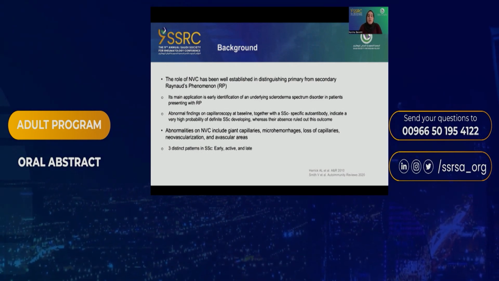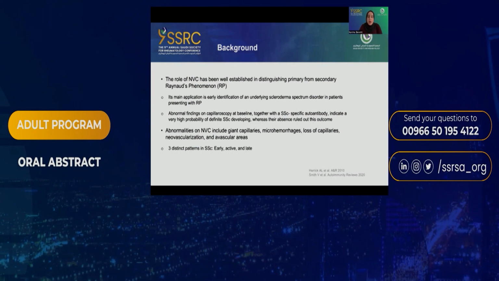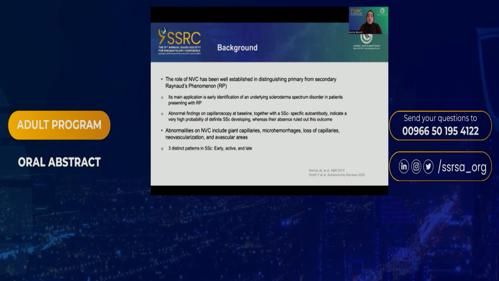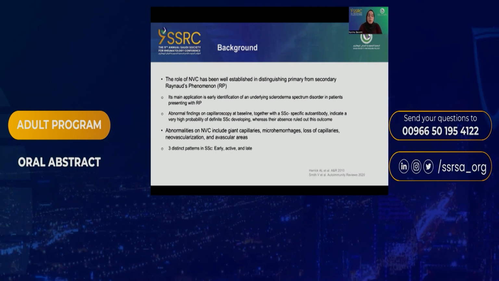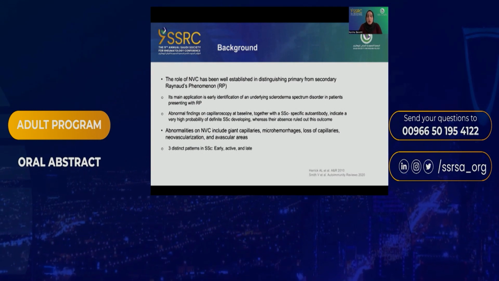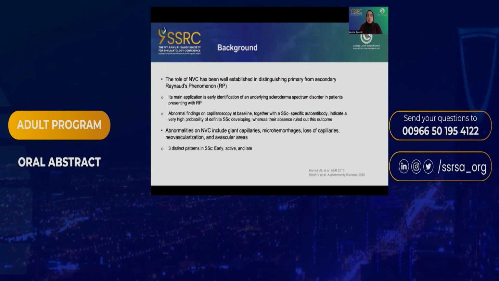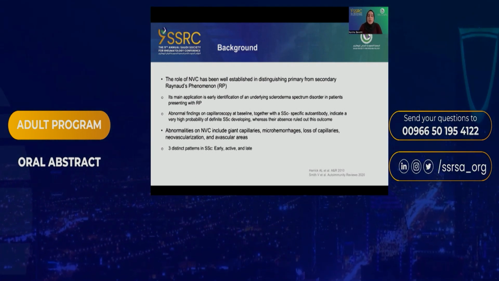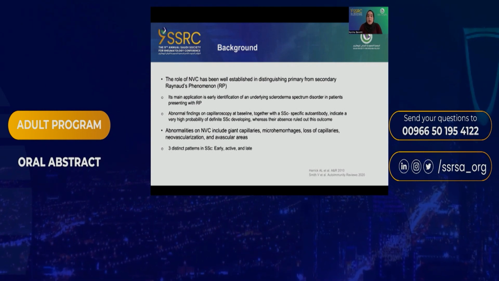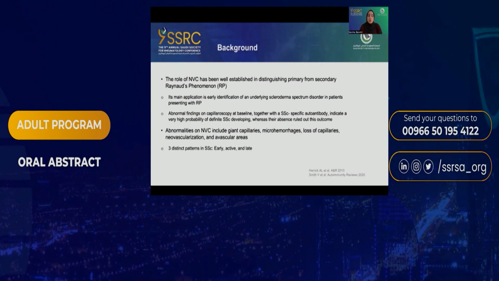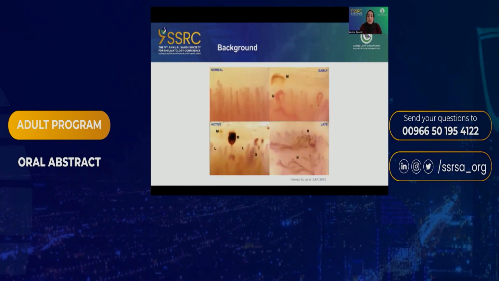Studies have shown that abnormal findings on capillaroscopy at baseline, together with the presence of scleroderma-specific autoantibodies, indicate a very high probability of definite scleroderma developing, whereas the absence of these abnormalities rules out such outcomes. Multiple abnormalities can be seen on nail fold video capillaroscopy, including giant capillaries, microhemorrhages, loss of capillaries, neovascularization, and avascular areas. And in systemic sclerosis, 3 distinct patterns have been identified.